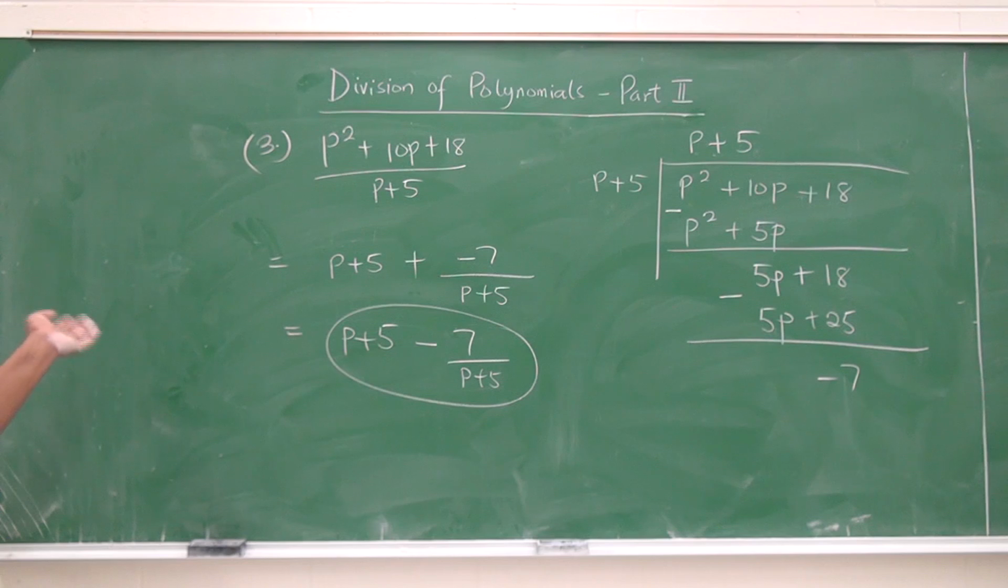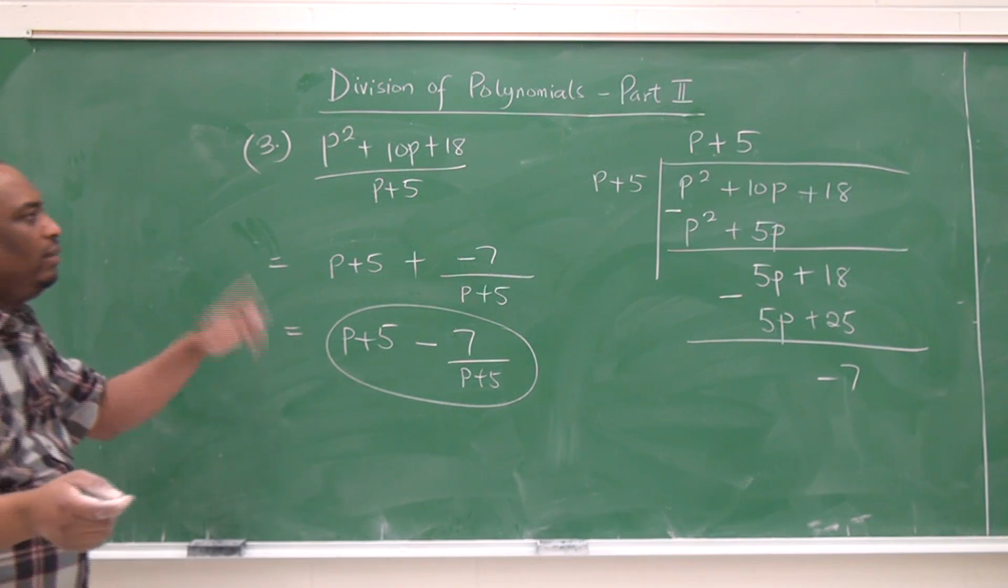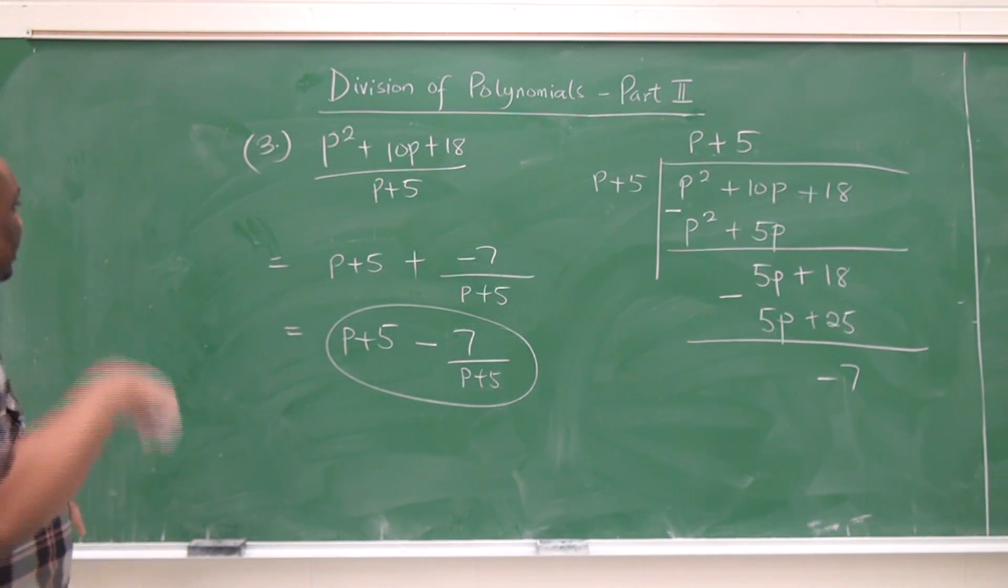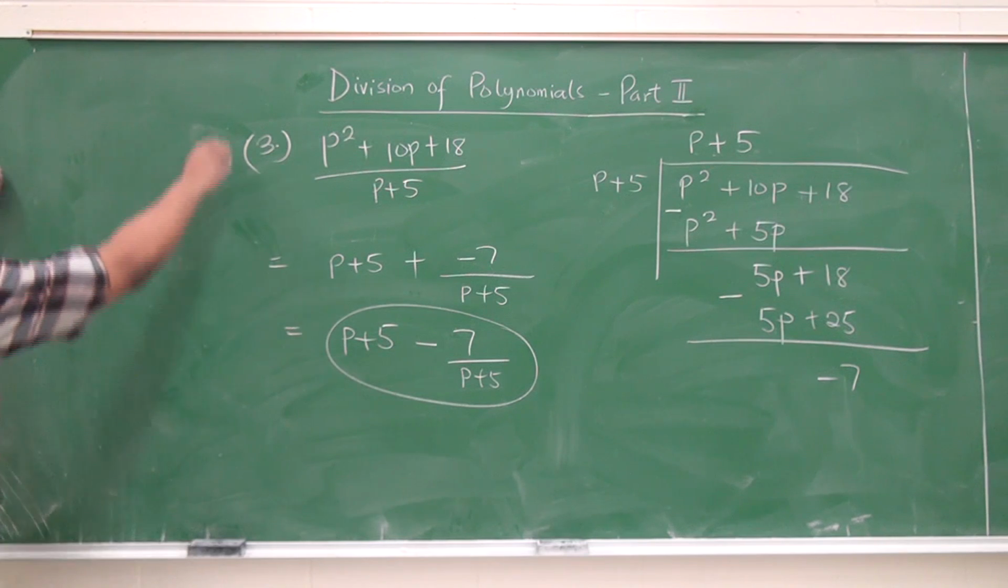Now, what do we do next? Do we stop here? No, we don't. We check it. Dividend will be quotient times divisor plus remainder. So I need to check it right now.